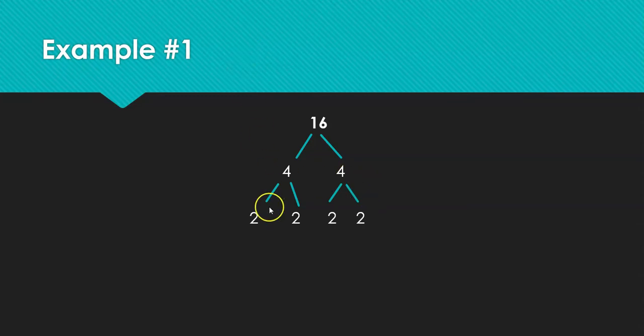Matatawag nating prime factor na ba itong 2? Yes, prime factor na siya. Since yung 2 is, ang multiply natin na lang to get 2 is 1 in itself. Therefore, these are the prime factors. Therefore, ang mga prime factors natin is 2 times 2 times 2 times 2 to get 16. These are the prime factors.